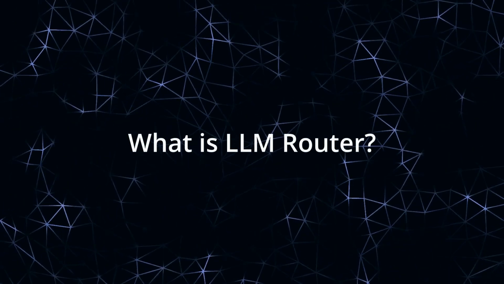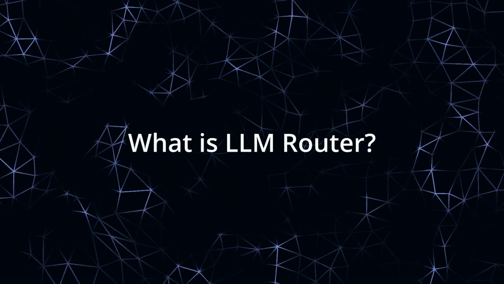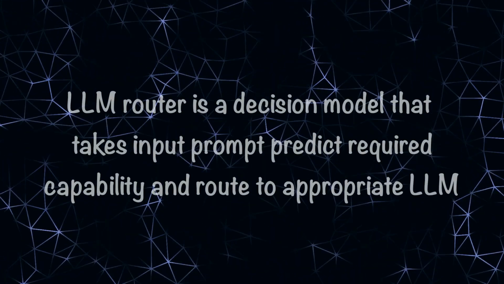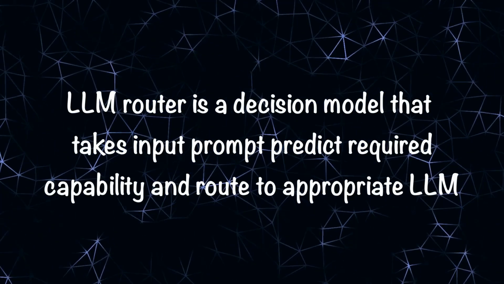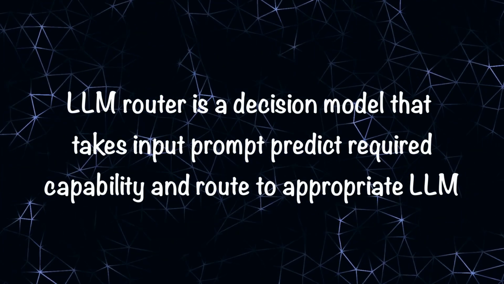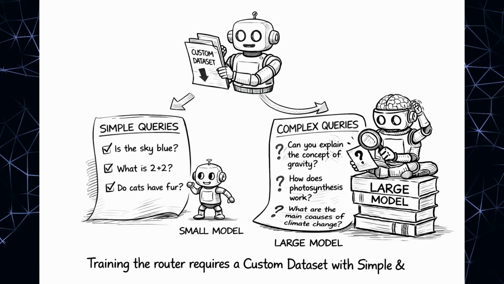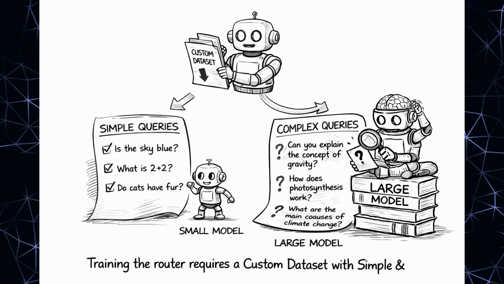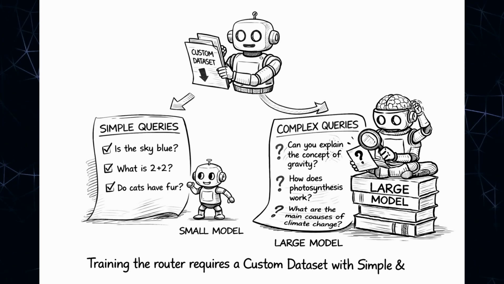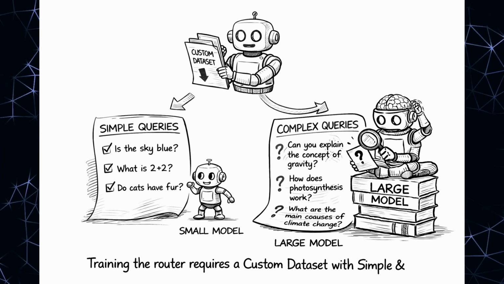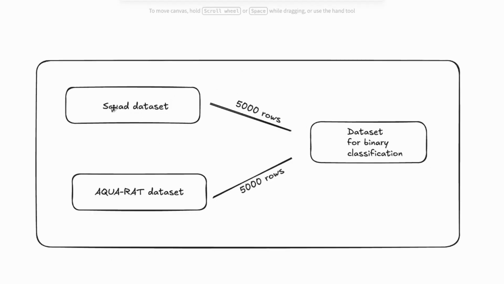Before diving deep, let's understand what an LLM router is. An LLM router is a decision model that takes the input prompt, predicts the required capability, and routes to the appropriate LLM. To train the router, we need a custom dataset, which consists of simple as well as complex algebraic word problems. For the simple query dataset, we will be using the SQuAD dataset. For algebraic word problems, we will be using the EquArat dataset.